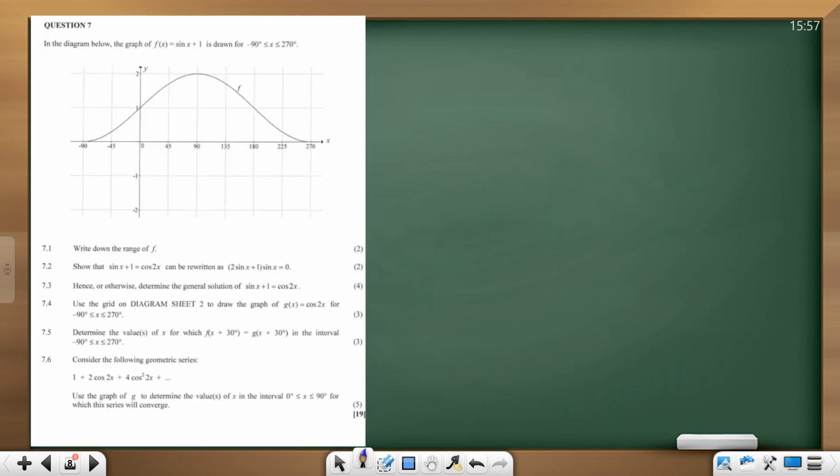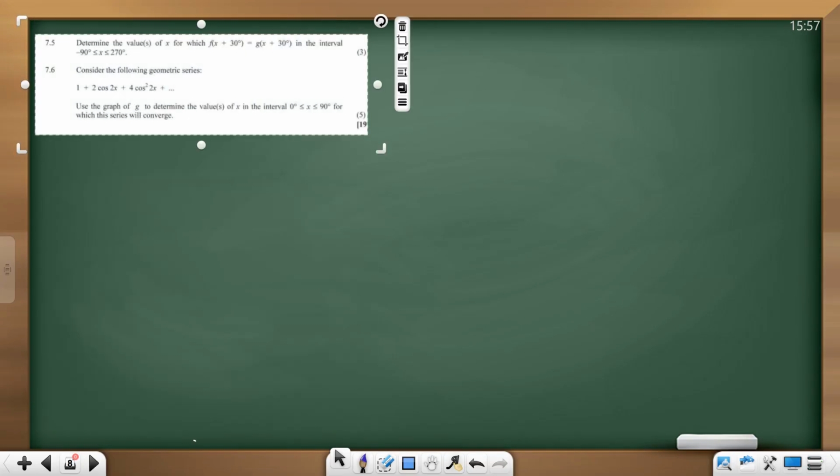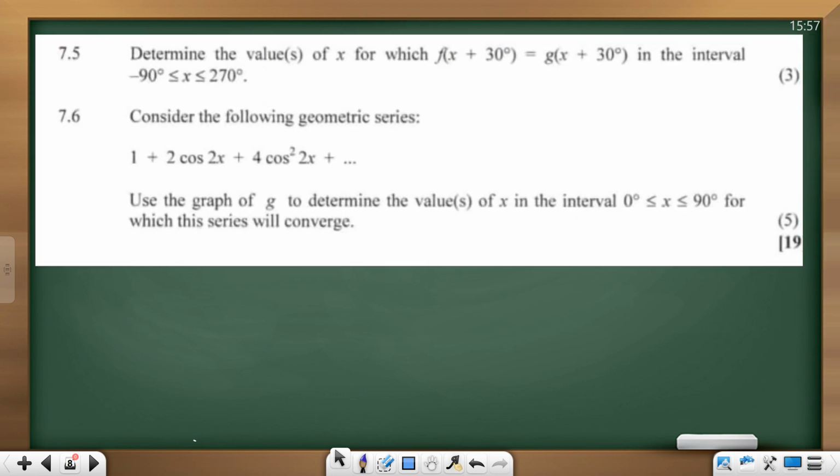All right, let's answer the questions now. 7.5. Already, guys, there you have your 3 marks. Determine the values of x for which f(x + 30) equals g(x + 30) in the interval. Look, don't do anything other than what we've been doing. They are just simply telling us that the graph has been shifted 30 units to the left. And it's not just one graph, it's both graphs. Please ignore the 30 for now. Can we find where f of x is equal to g of x?